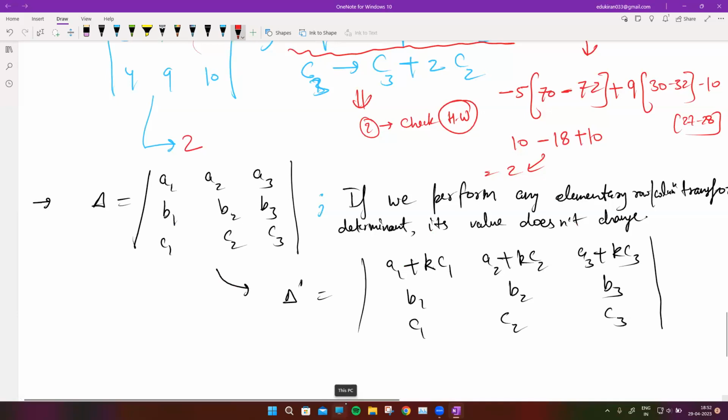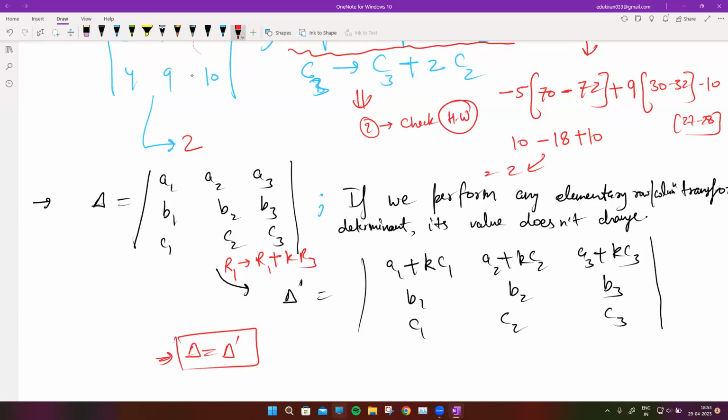R1, yes. So we have changed rows with the rule R1 equals R1 plus K times R3, right? And that is how we have obtained this delta dash. So we are saying that delta and delta dash are equal. This is a basic result, right?